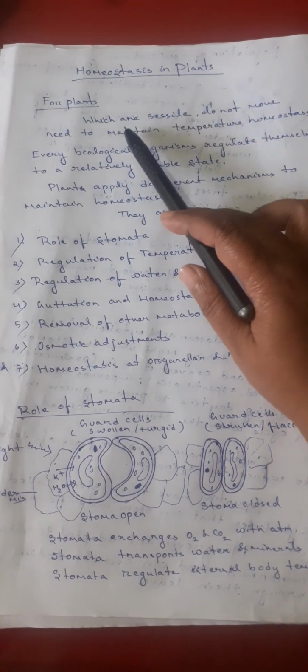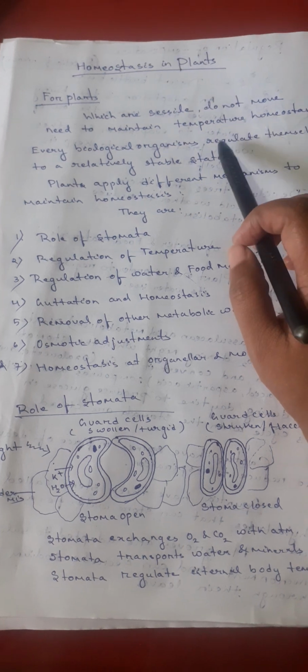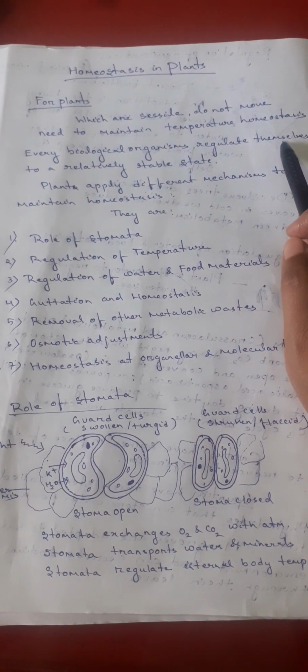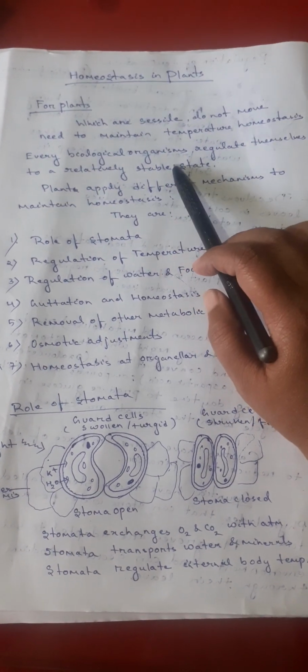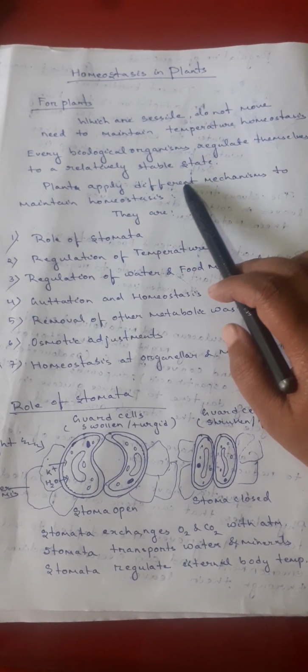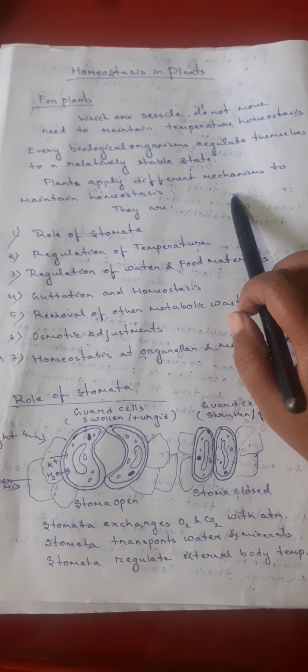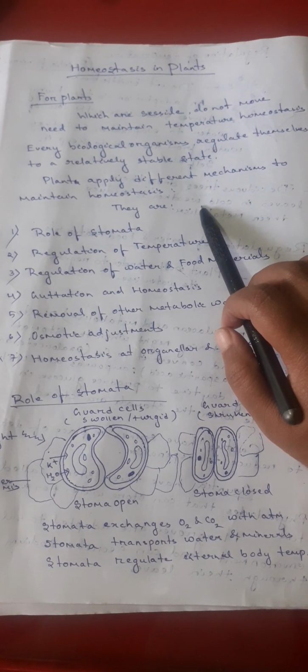You see, plants, which are sessile and do not move, need to maintain temperature homeostasis. Every biological organism regulates itself to a relatively stable state. Plants apply different mechanisms to maintain homeostasis.